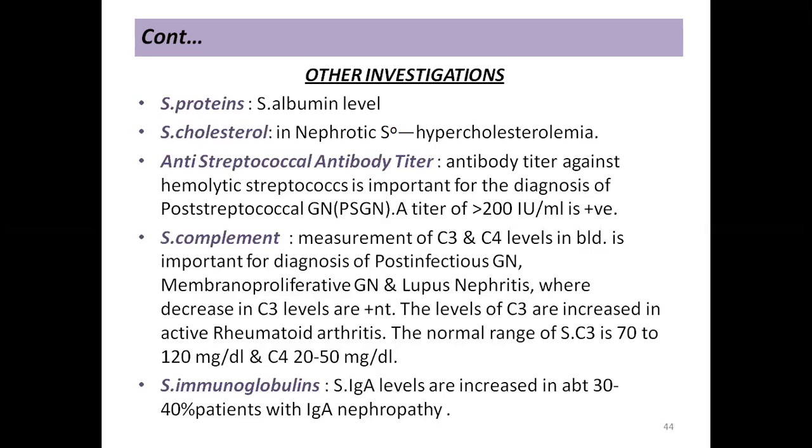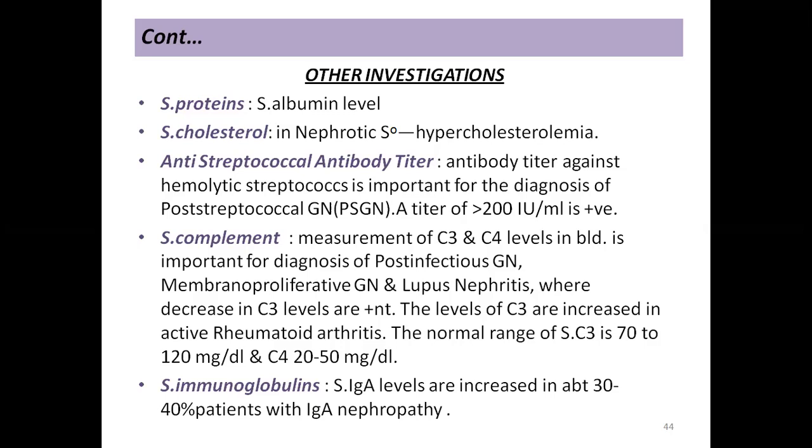Now in this continuation, we have some other investigations like measurement of serum protein, that is serum albumin level, and serum cholesterol level, as in cases of nephrotic syndrome we find hypercholesterolemia. Anti-streptococcal antibody titer: this antibody titer against hemolytic streptococcus is important for diagnosis of post-streptococcal glomerulonephritis. A concentration of more than 200 international units per ml is positive.